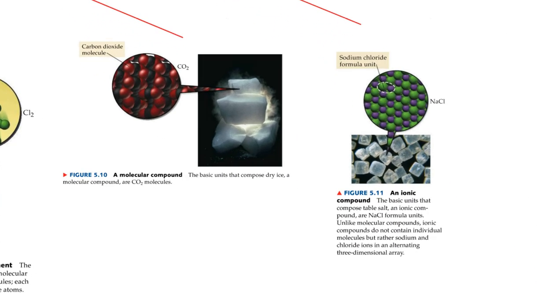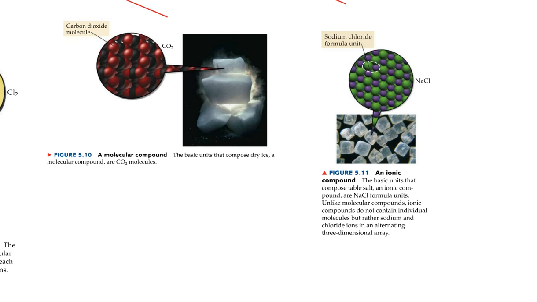Here we have carbon dioxide, an example of a molecule, and another picture of sodium chloride, an ionic compound. Notice the repeating structure of a formula unit, the repeating structure of an ionic compound. When we talk about ionic compounds, we're not talking about a single molecule or a single formula unit, but lots and lots of them repeating.